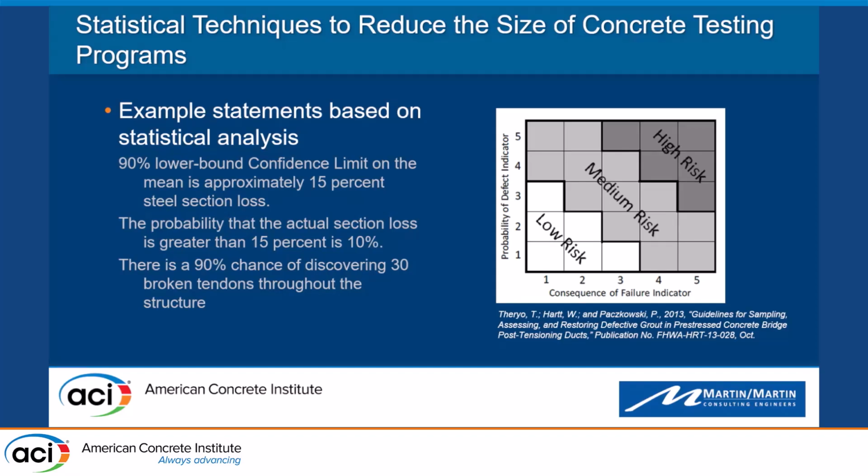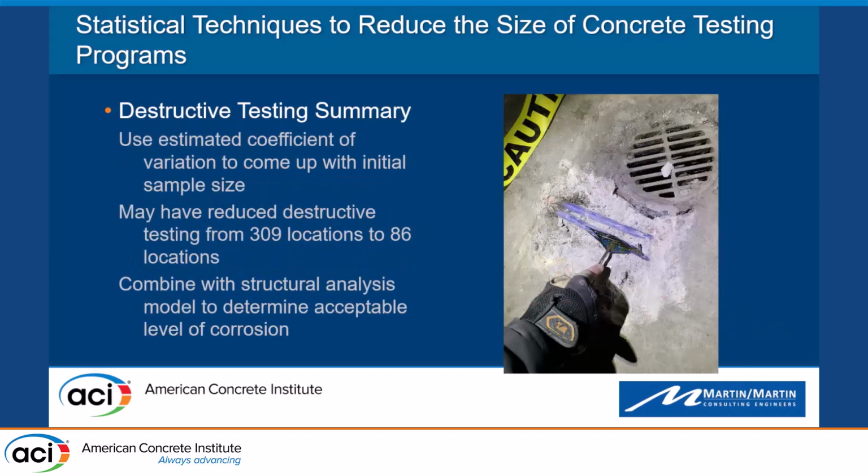So I could say something like, at a 90% lower bound confidence limit, the mean is approximately 15% steel section loss, right? That's information that I can communicate to the owner. I can say something like, the probability that the actual section loss is greater than 15% is 10%. It's confusing because there's 2% in each statement. The last one would be, there's a 90% chance of discovering 30 broken tendons throughout the remainder of the structure. So now I can sit down with the owner, make these statements. We've saved him some money initially, and we decide together what are the next steps.